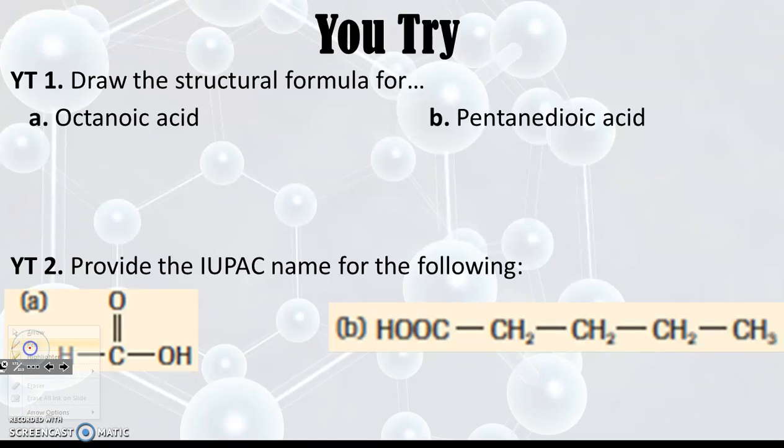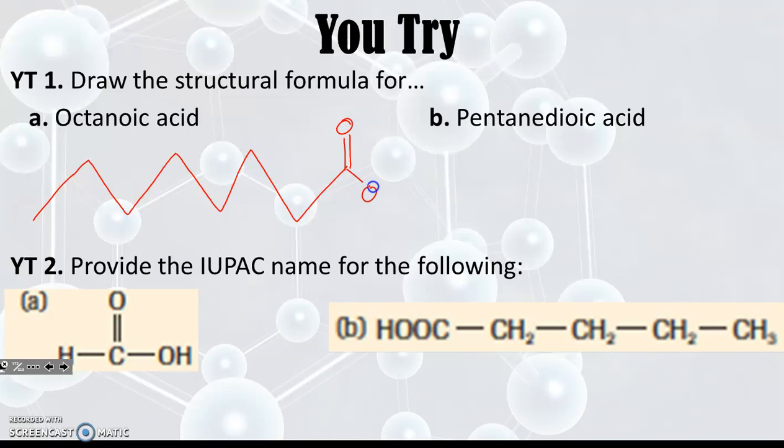Okay, so octanoic acid would have an 8 carbon chain, so 1, 2, 3, 4, 5, 6, 7, 8. And then on this last carbon, I have a carbon which is double bonded to an oxygen and to a hydroxyl group. It says structural formula here, so I drew the line structural formula for octanoic acid.